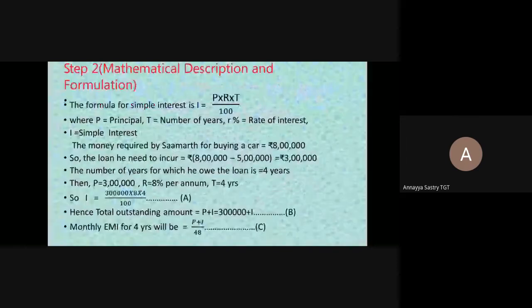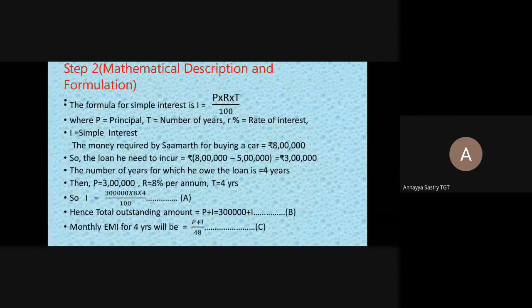Second is mathematical description and formulation. So I fit that in the formula and find out the rate of interest, simple interest. And we can see that the money required for Samarth is 8 lakh rupees, while he is having 5 lakh rupees of his own, and he needs to take a loan of 3 lakh rupees from the bank.